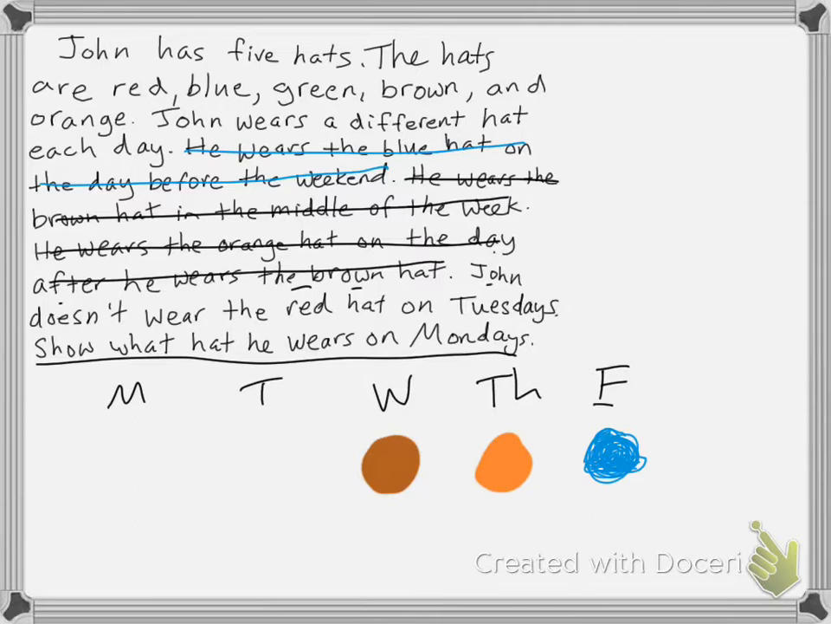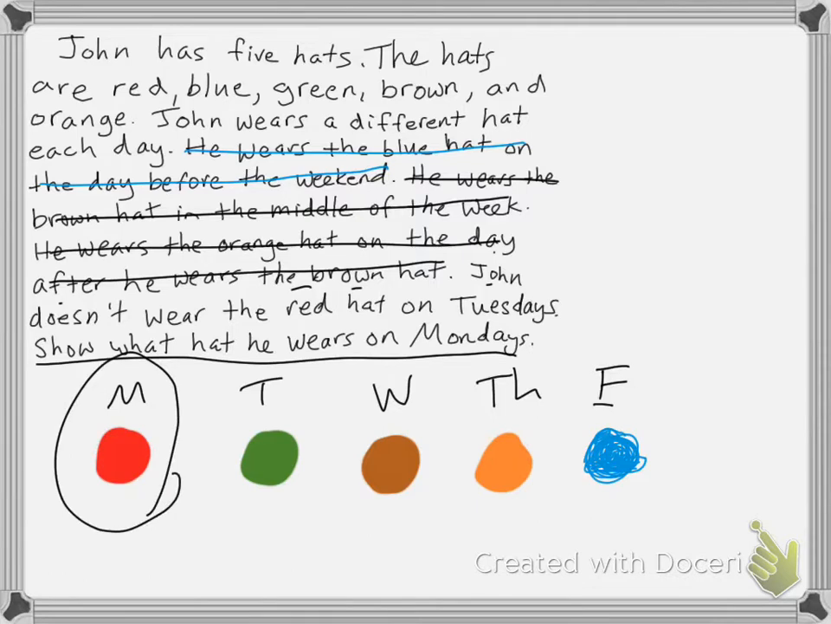And then it says John doesn't wear the red hat on Tuesday. So since he can't wear the red hat on Tuesday, that means he has to wear the red hat on Monday. Okay, and the other color I haven't used yet is green. So the green hat has to go on Tuesday. All right, so it says, what hat does he wear on Mondays? So on Monday, he wears the red hat.